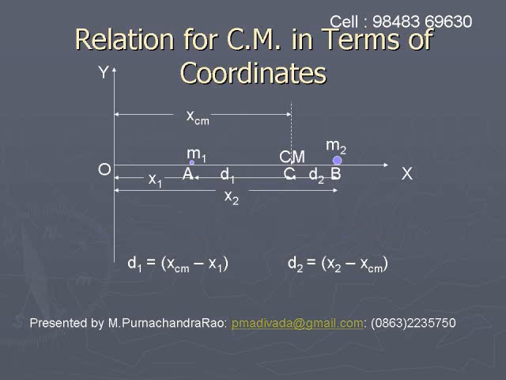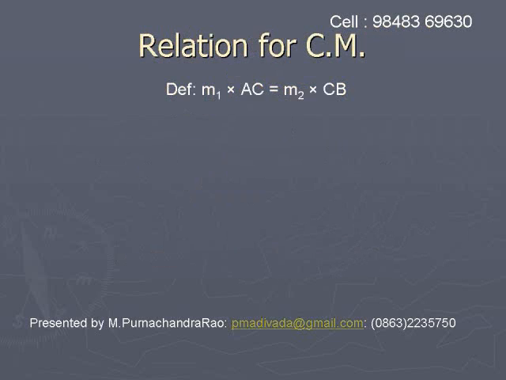Relation for center of mass. By definition, m1 into AC is equal to m2 into CB. AC is d1, CB is d2. So m1 into d1 is equal to m2 into d2. Here d1 is xcm minus x1, and d2 is x2 minus xcm.